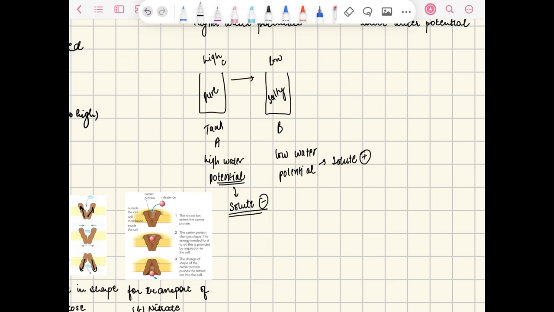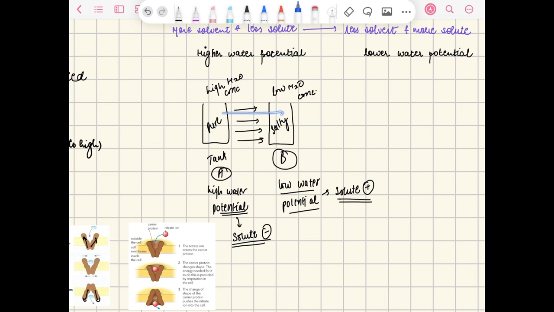So high water concentration, low water concentration, and low water potential here in tank B because the solute is also present and it is associated with water. Okay. So to balance out the water potential, the water will move from tank A to tank B. So next time you see water moving across a membrane, remember it always flows from where it's free to where it's required. That's water potential in action.